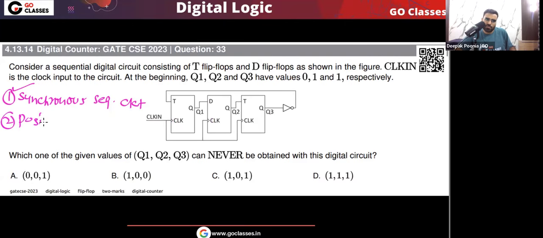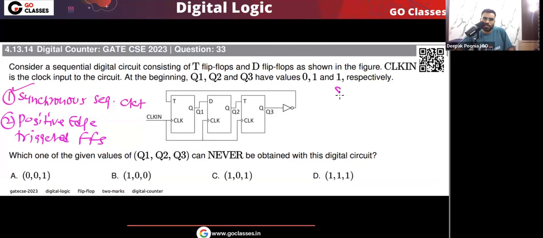For this particular question, it doesn't matter that they are positive edge triggered, but anyway, you can easily notice that all the flip-flops are positive edge triggered flip-flops. And tell me, here Q1, Q2, Q3, which of them is the MSB? Which of them is the LSB? So here you can see Q1 is the MSB and Q3 is the LSB because they are first writing Q1.